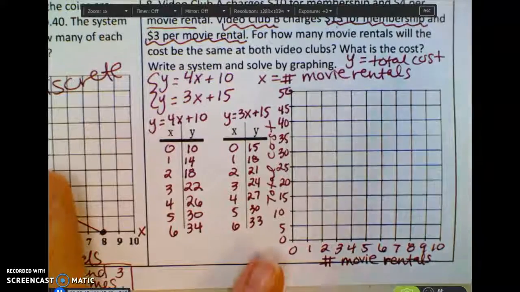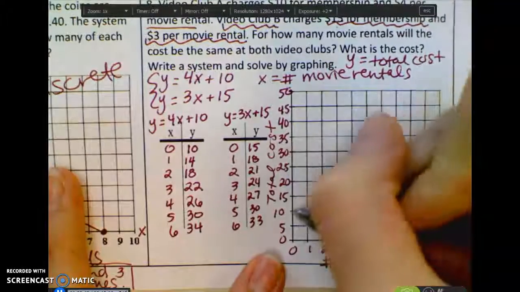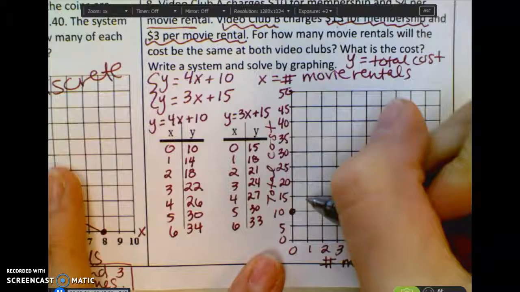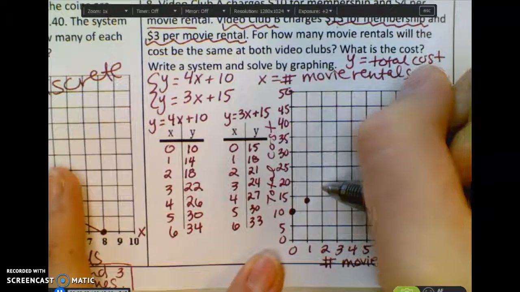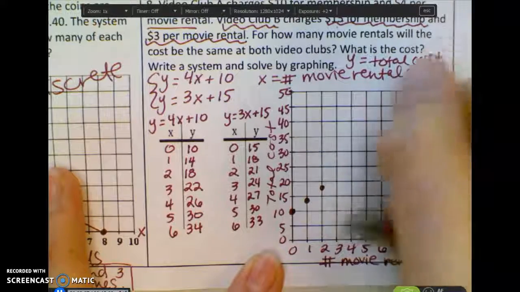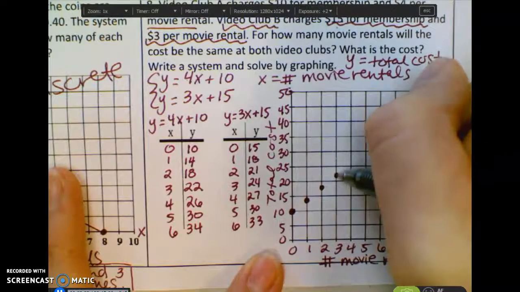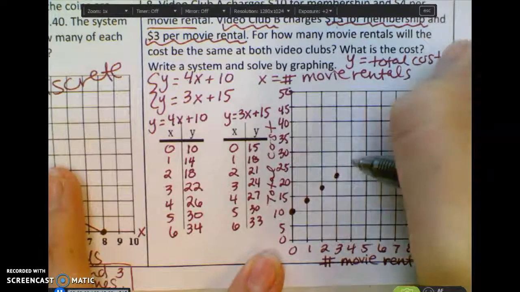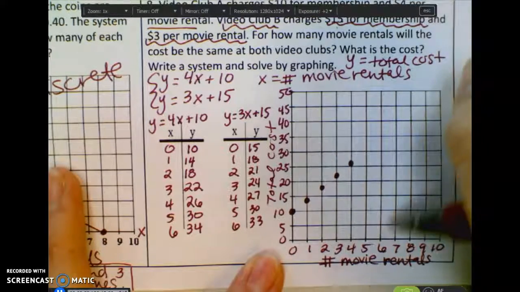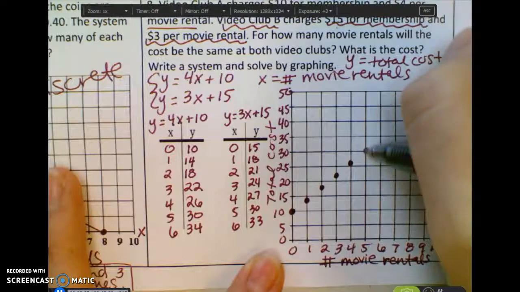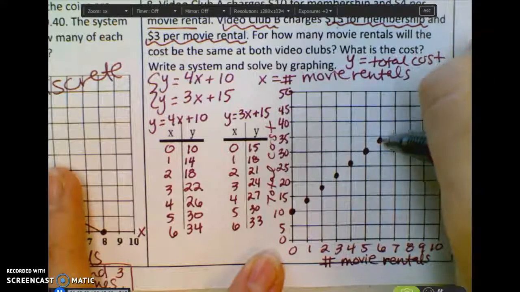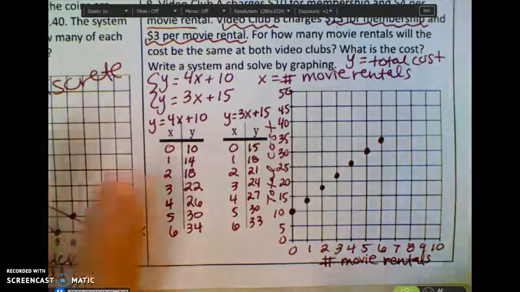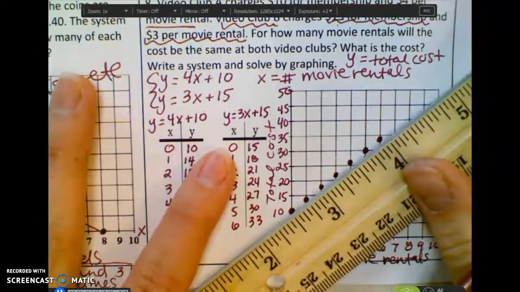So let's graph these. I have 0, 10, so I start here. Then I have 1, 14, 2, 18, 3, 22, 4, 26, 5, 30, and 6, 34. And of course that does go on and on and on. I'm going to go ahead and draw my line. But let's think about this.